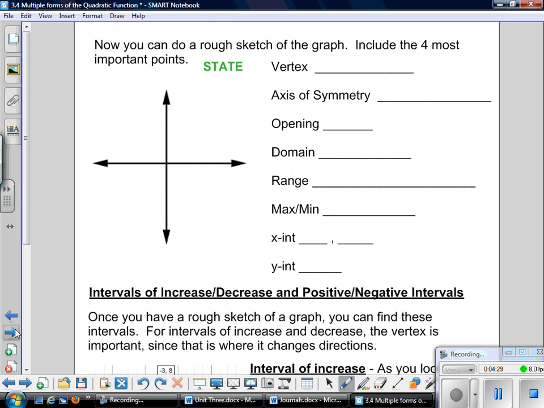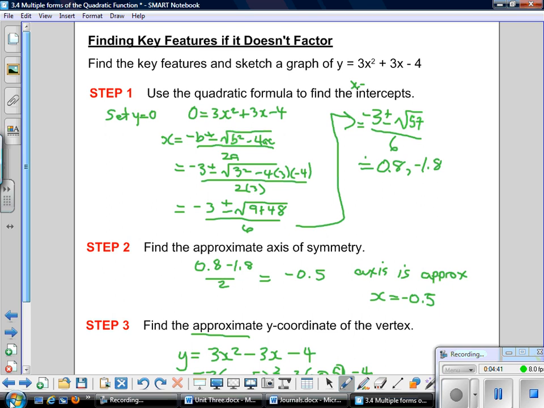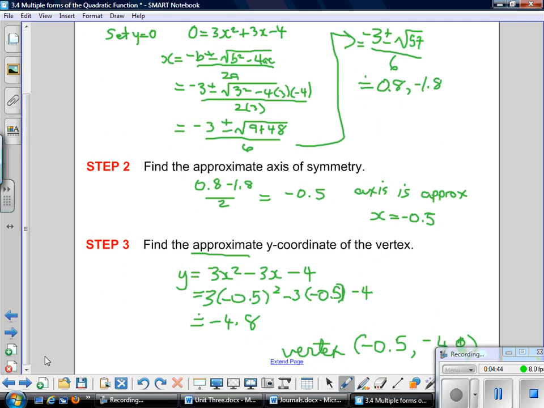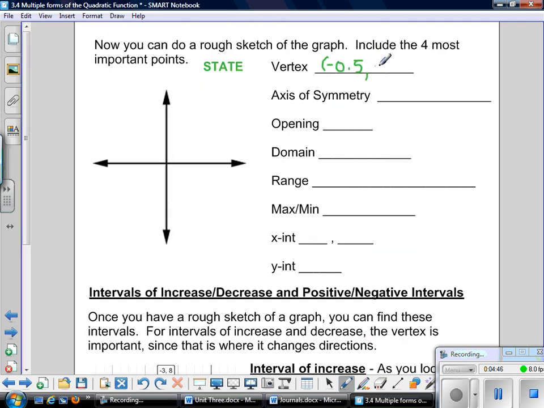All right, so now you can do a rough sketch of the graph, including the 4 most important points. So we know our vertex, we just found it, was negative 0.5, and I've forgotten already. I have a very poor memory sometimes. Here it is, negative 4.8. We know our axis of symmetry is x equals negative 0.5, we know that this parabola opens up. We'll leave our domain and range for a second.